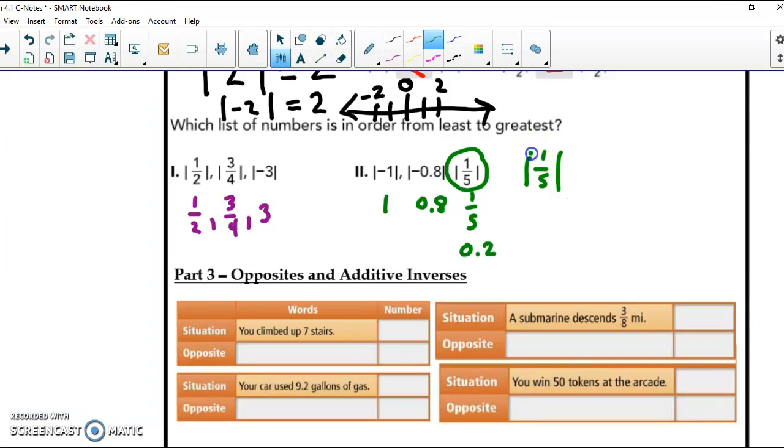So the absolute value of 1/5 comes first. Next would be 8/10. So the absolute value of -8/10 would be my second number. And third would be the absolute value of -1, from least to greatest.